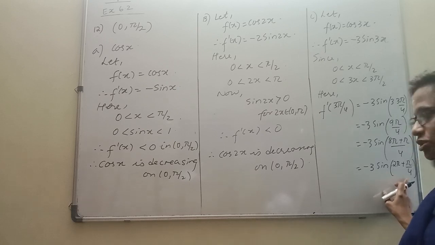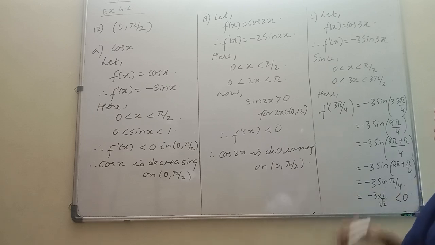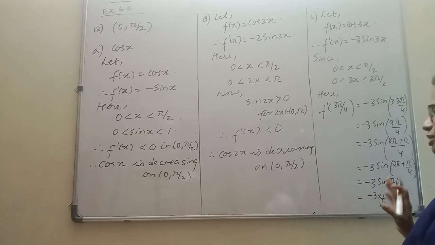In the first quadrant, everything is positive. So your answer is minus 3 sine pi by 4. Now, sine pi by 4 is a positive quantity, 1 by root 2. So overall, this is a negative quantity. Therefore, f dash at 3 pi by 4 is a negative quantity.